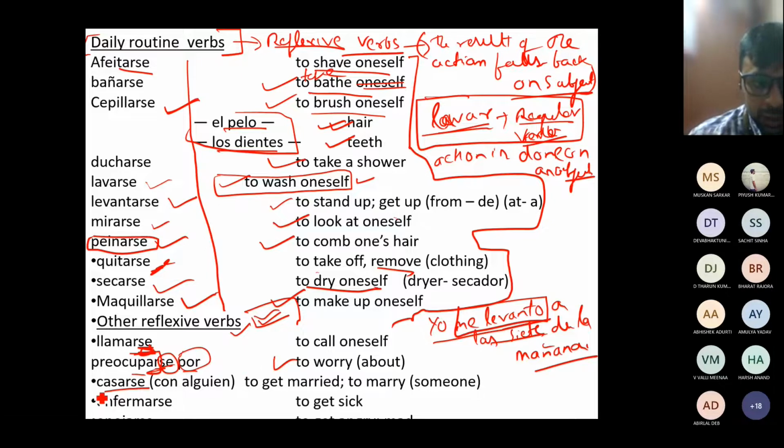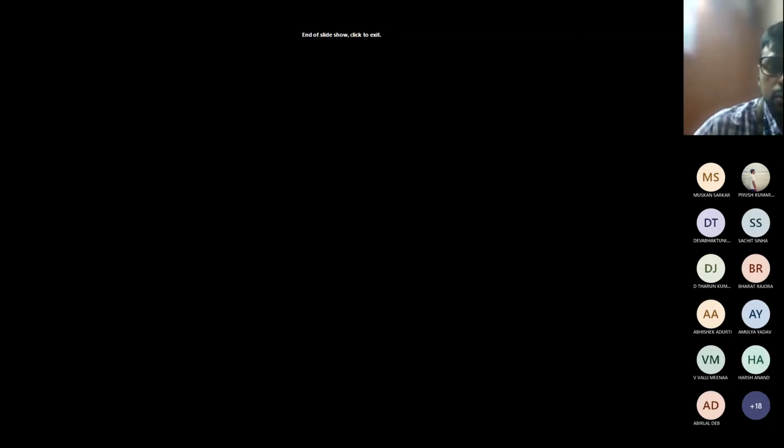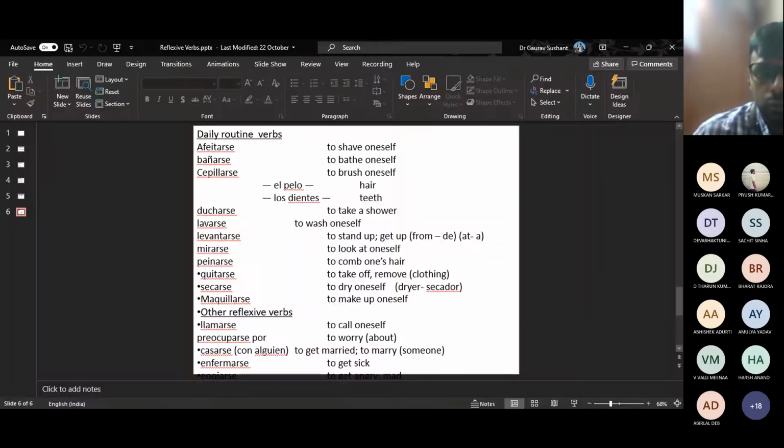Then the next one is enfermarse. Enfermarse is to get sick. Here also something similar happens. If I'm saying I'm sick, that means the action of getting sick has actually happened on my body, the result is on my body. So it is again an example of reflexive. This is how you have to understand this concept.